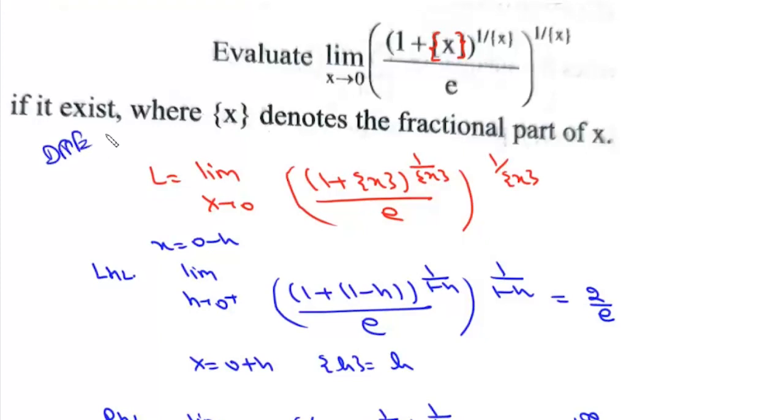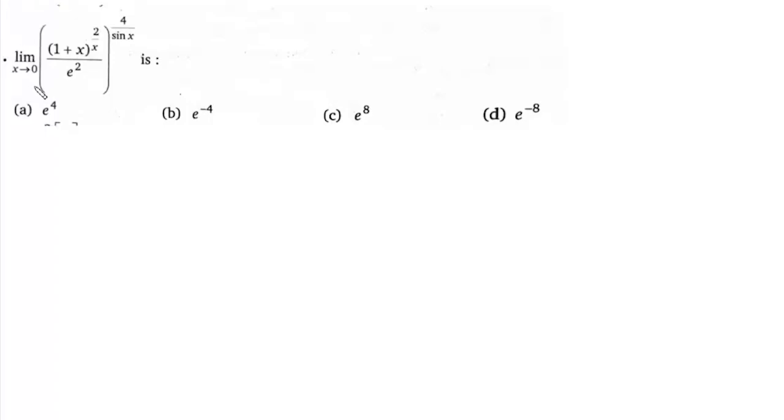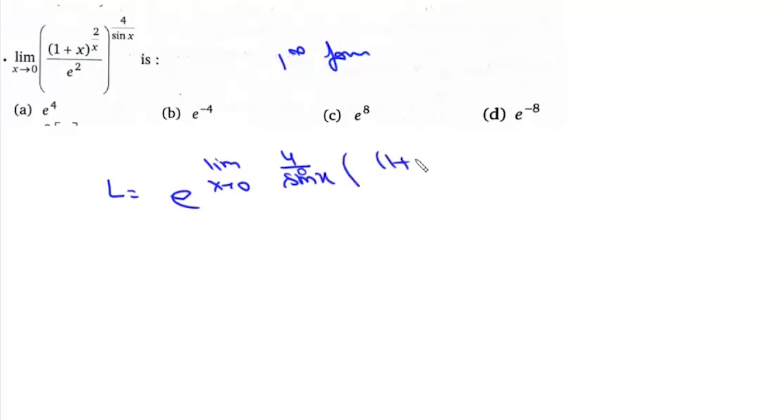does not exist. Now here the question is, we need to find this limit x tends to 0, (1 plus x) to the power 2 upon x upon e square, to the power 4 upon sin x. Now this is 1 to the power infinite form. So again we'll use the shortcut. So it will be e to the power limit x tends to 0, and this is 4 upon sin x, and it will be (1 plus x) to the power 2 upon x upon e square minus 1.